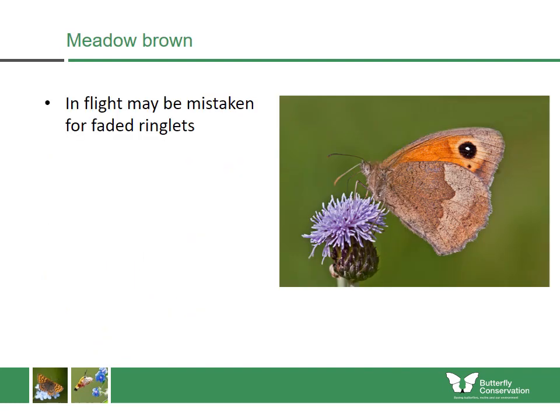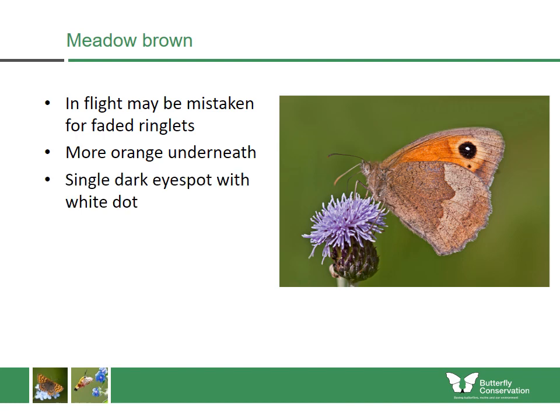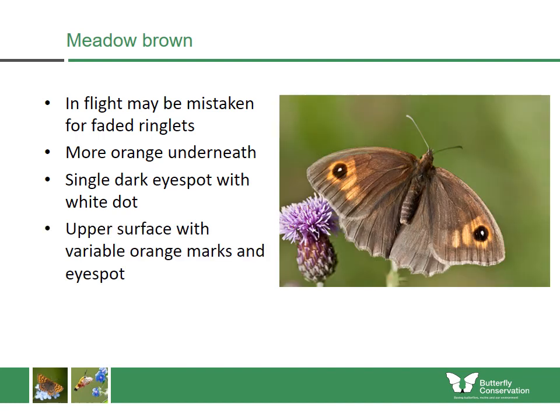Coming on to the meadow brown then, in flight these can be mistaken for faded ringlets because it has a lighter brown appearance overall. They do have more orange underneath, so the ringlet doesn't have any orange, so this is one of the ways you can separate them. It's got a single dark eye spot with a white dot in the centre, but if you look at the upper surface you'll see that it's a lighter brown in appearance overall with these black dots too. Sometimes they have these orange marks, but those aren't always that visible, so you can't rely on those.